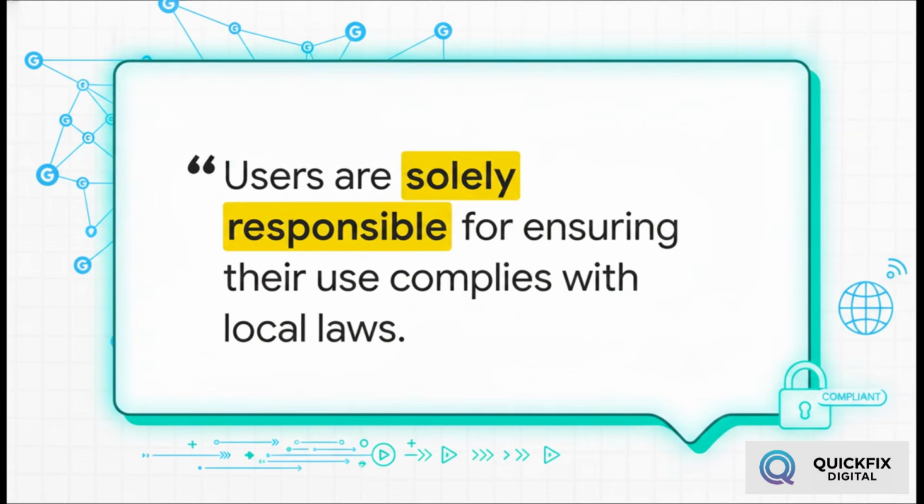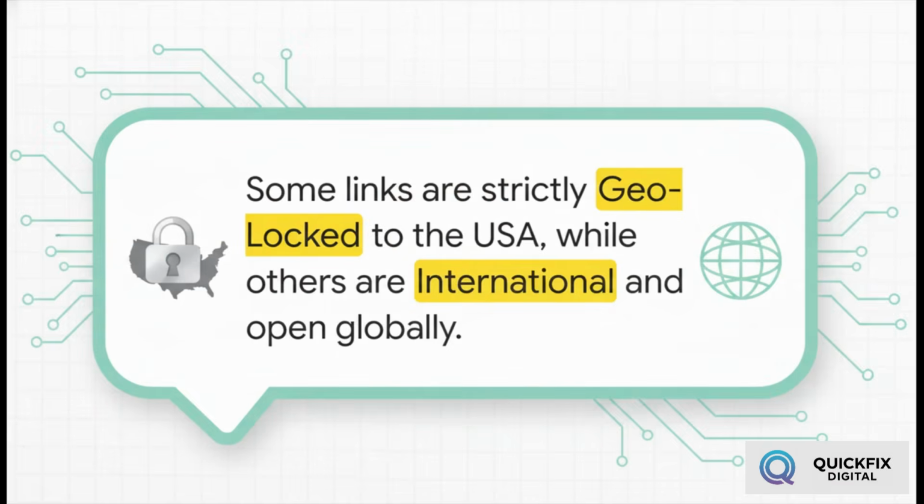Basically, these links are out there in the wild, often on open-source platforms like GitHub, and it's totally on us, the users, to make sure we're playing by our local rules. But aside from the legal stuff, there's a huge technical variable we've got to talk about. When you start plugging in these URLs, you need to know that some links are strictly geolocked to the USA, while others are international and open across multiple regions. Think of a geolock like a digital bouncer. It checks your geographic location before letting you in. This is going to completely dictate which links actually work on your home Wi-Fi. So, if a link suddenly won't load, your very first thought should be checking its geolock status.